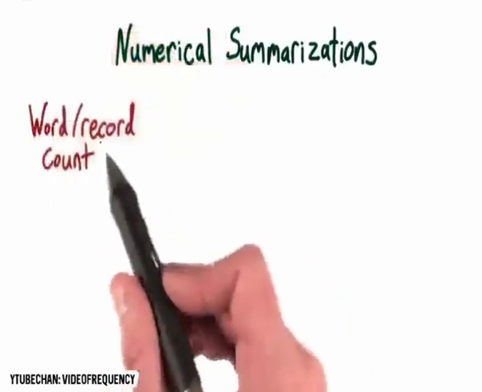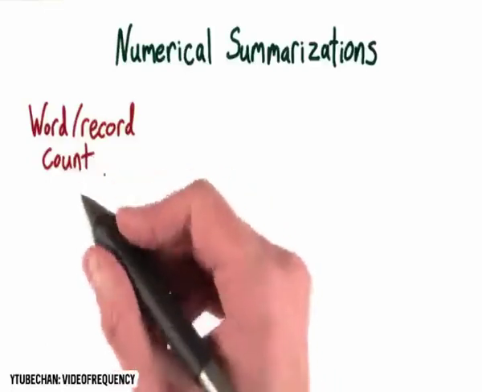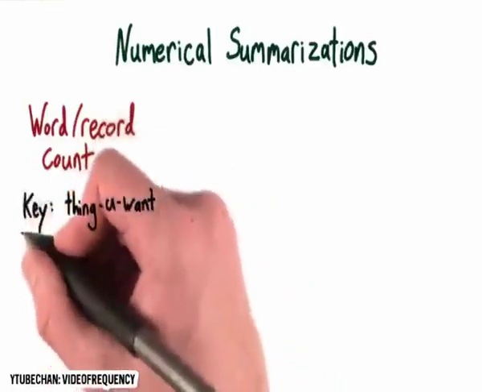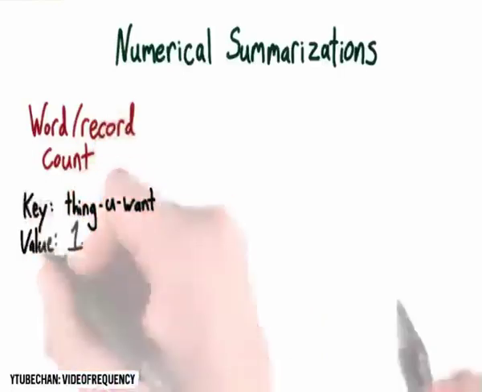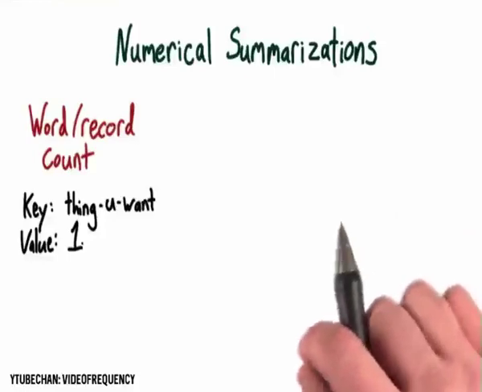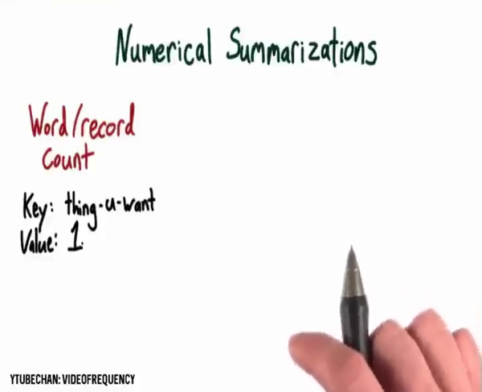And for a word or record count, which is something you've already done with the web server log files, the mapper just outputs the thing you're interested in as the key and outputs 1 for the value. The reducer then chugs along, sums up the values, bada bing, bada boom, problem solved. This is like the hello world of MapReduce.